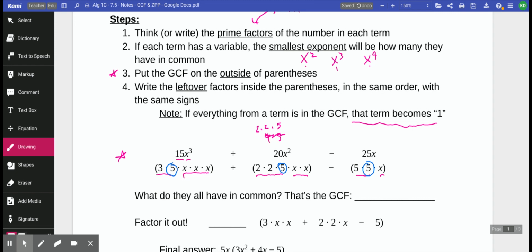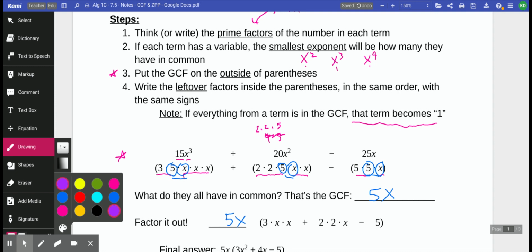So even though we have 3, 2, and 1 x's, they all have at least 1 x, and that's all we can take out, right? If I go to circle a second one, I'm going to be out of x's when I get to my third term. So we can only take out 1 x. So that stuff that we circled in each one, 5x, 5x, 5x, that is our GCF, 5x. Okay, so that's what we put on the outside of parentheses.